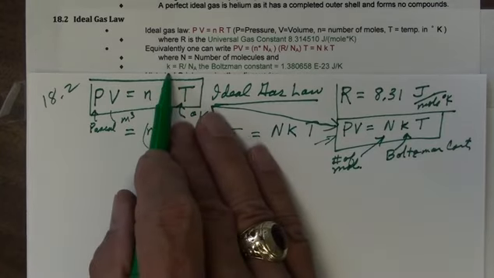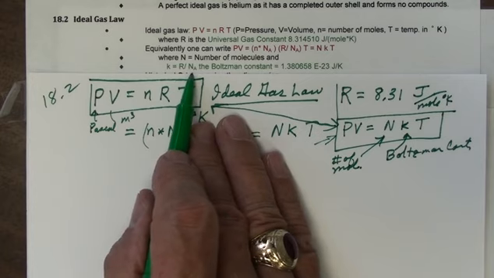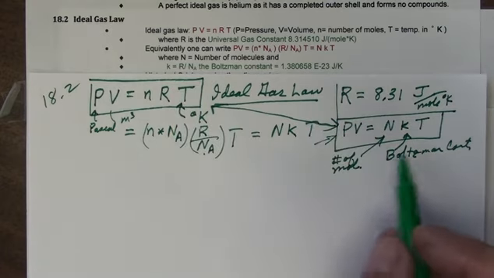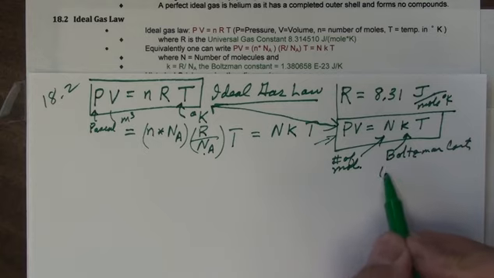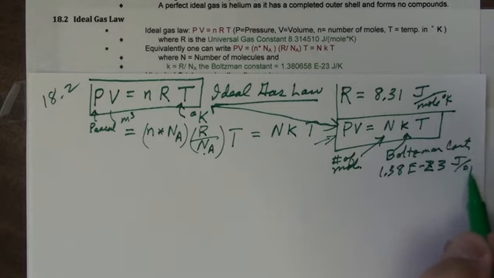And as I've written here, this constant K, which is R divided by Na, is about 1.38 e to the minus 23. That's in joules per degree Kelvin.